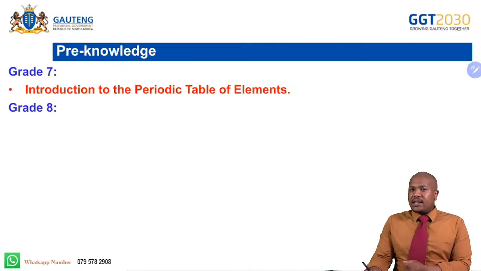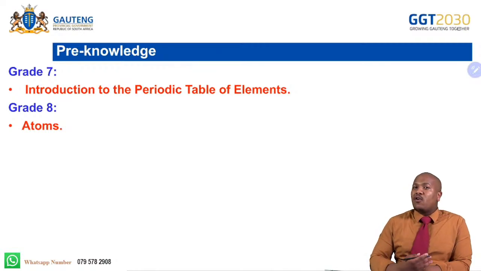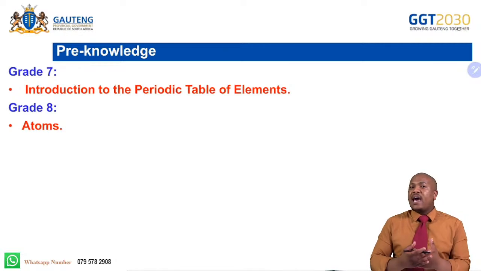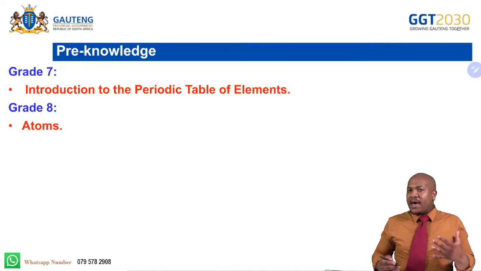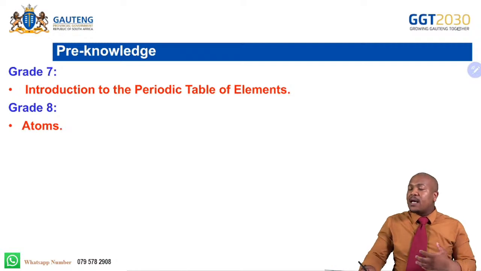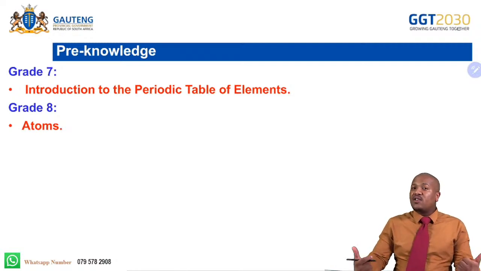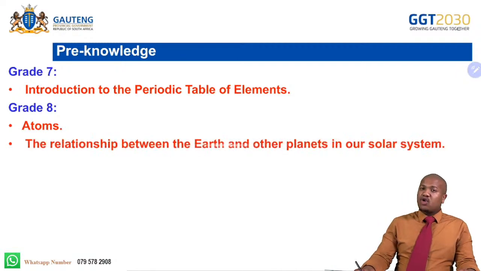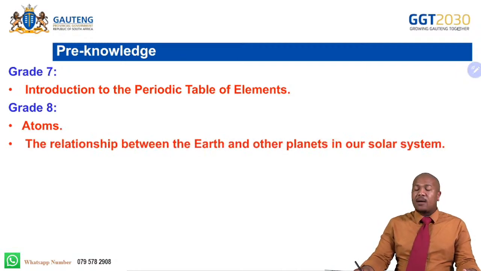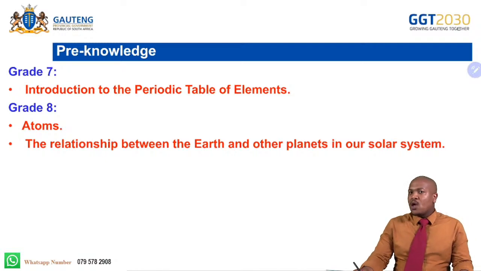In grade 8, we talked of atoms. We said that atoms are the building blocks of everything that occupies space and has mass, which is matter. Atoms have subatomic particles: the positively charged protons, negatively charged electrons, and neutrally charged neutrons. We also talked about the relationship between the Earth and other planets in our solar system. Earth is number 3 from the Sun, and we have 8 planets in total.